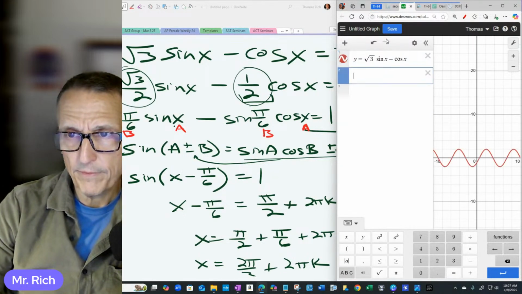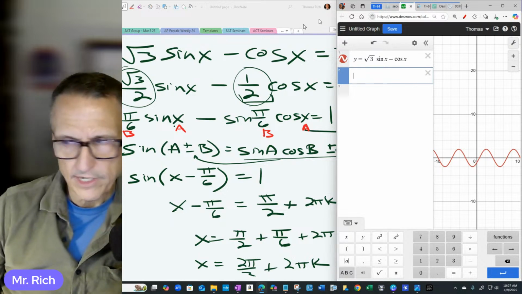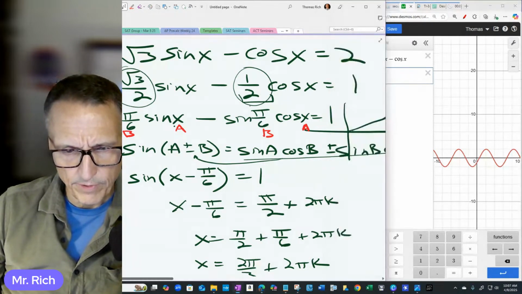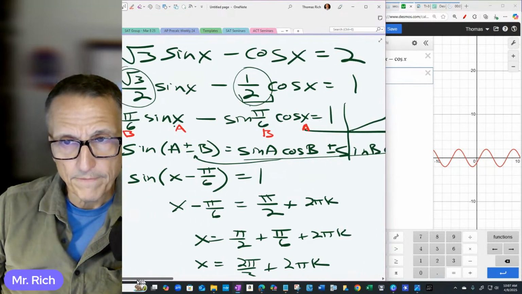And then I'm going to graph the right-hand side of the equation, and the right-hand side of the equation was the number 2 over here.